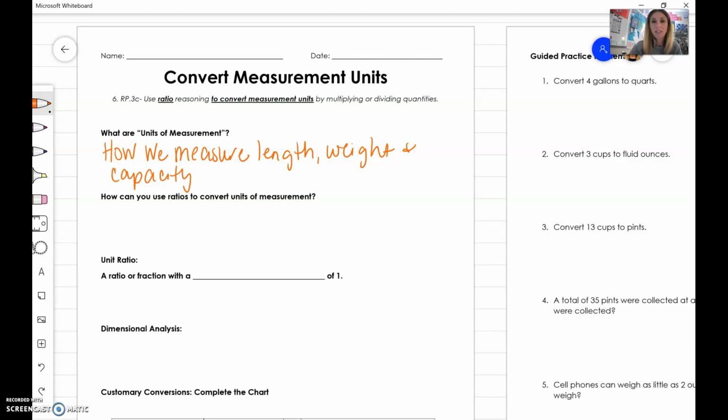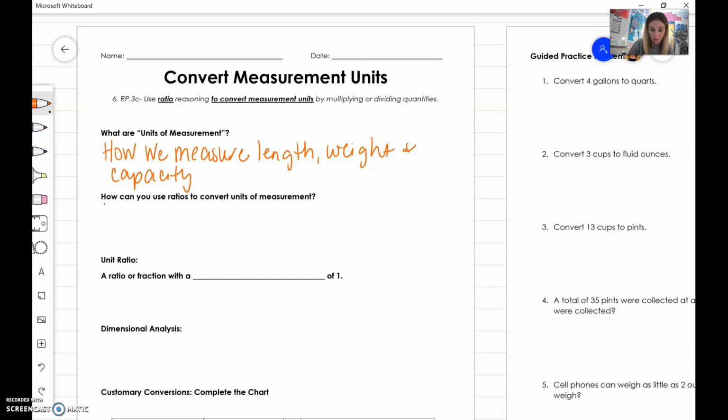Length, obviously, capacity. So you're talking about cups, pints, quarts. When you're talking weight, you're talking pounds, tons. And when you're talking length, you're talking foot, yard, mile. So things that you see every single day, so shouldn't be anything new. So it is how we measure length, weight, and capacity. It says, how can you use ratios to convert units of measure?